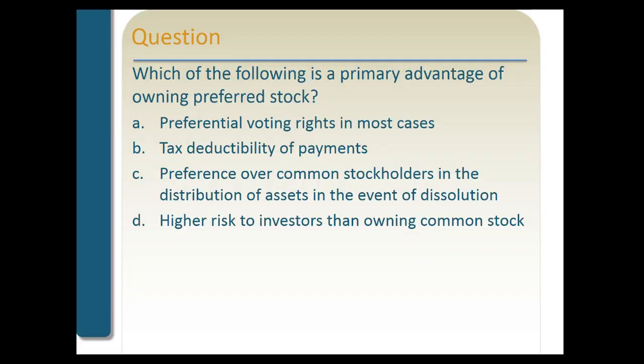Which of the following is a primary advantage of owning preferred stock? A, preferential voting rights. B, tax deductibility of payments. C, preference over common stockholders in the distribution of assets in the event of dissolution. Or D, higher risk to investors. Remember, it's a combination of debt and equity, so it would be C. In case a company is dissolved, the preferred stockholders would have preference over the common stockholders in the assets of a company.